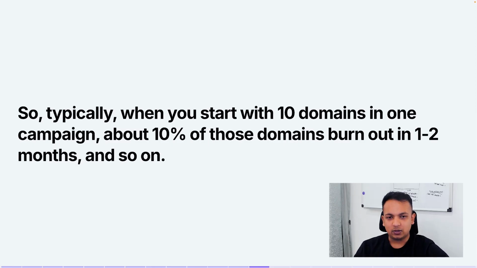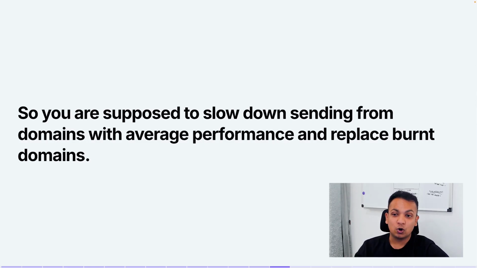Typically, when you start with 10 domains in one campaign, about 10 to 20% of those domains burn out every 1 to 2 months. So after 3 months or so, you're going to realize half your domains are burnt. And that's what's tanking your campaigns. So what you're supposed to do is slow down sending from domains with average performance and replace burnt domains. And you just need to do this at scale.